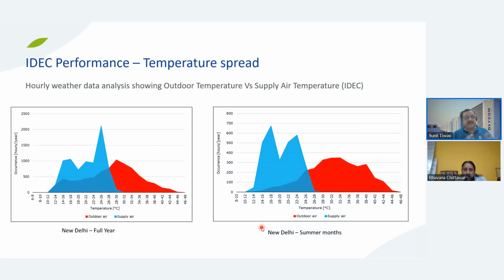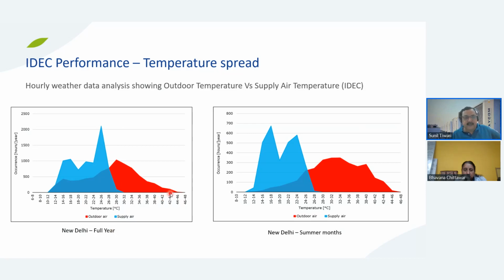Now this will be interesting. I had done the analysis for some major Indian cities. Now let me explain how it is. Let's focus on this graph first. It's for New Delhi, a complete one year of weather data, 365 days, 24 hours. So that means 8,760 hours of analysis.